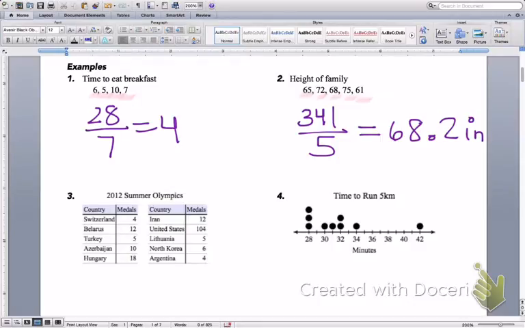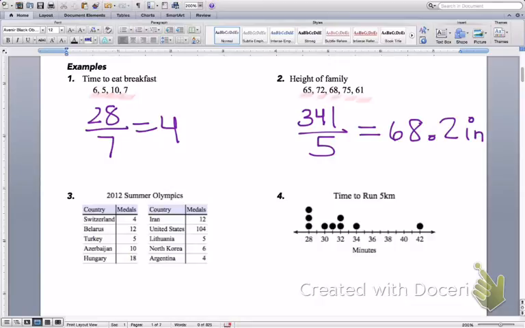All right, let's look at number 3. We have a table in this case, which represents the 2012 Summer Olympics and the number of medals a set of countries received. So it's like Switzerland received 4 medals in the 2012 Olympics. And by the way, the Olympics for 2016 are currently going on. Make sure you watch them.